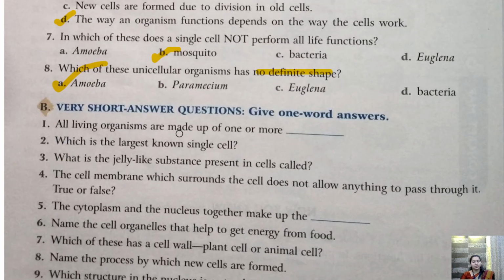Now moving ahead with very short answer questions. Are you ready, children? So question number 1. All living organisms are made up of one or more dash. One or more cells. They are made up of one or more cells. So you will write cells here.